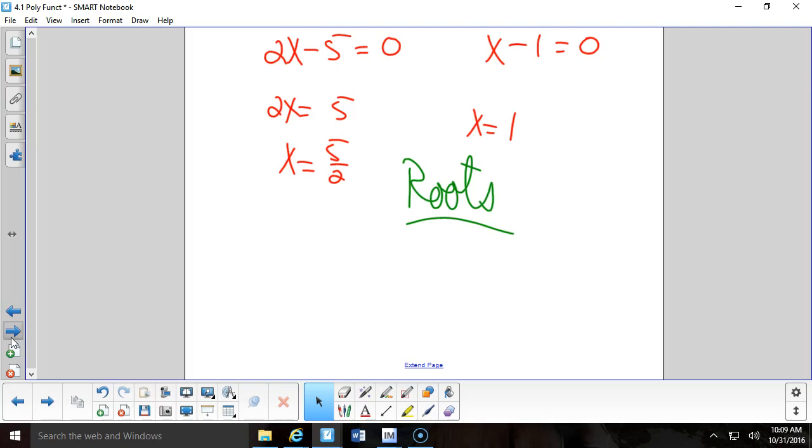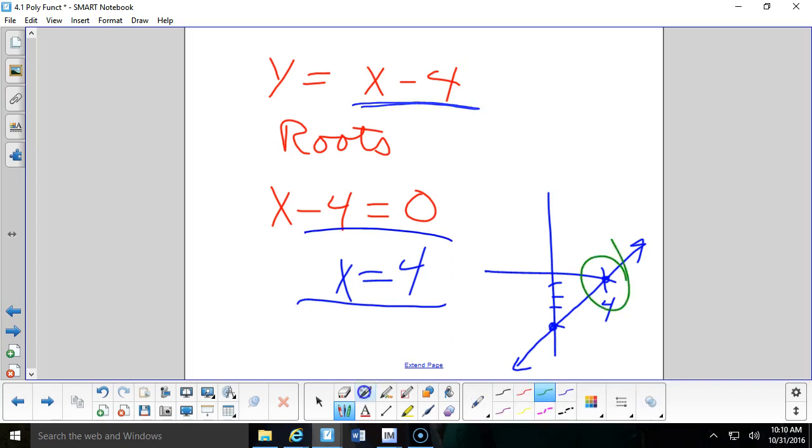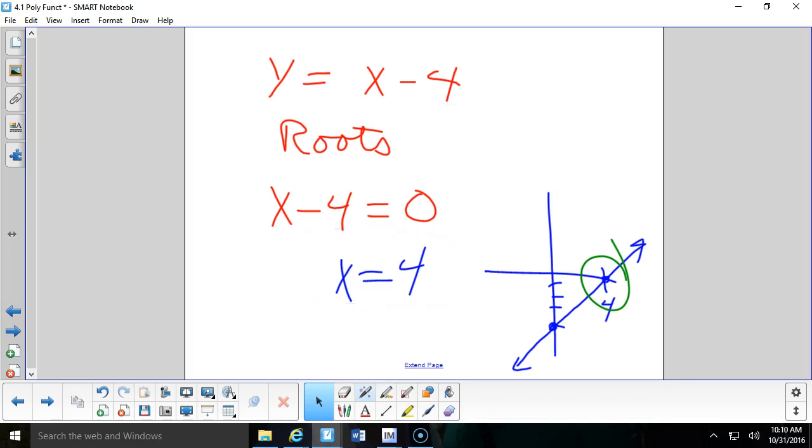So far, so good? Nobody blowing up? All right. Just kind of overkill here. Even a simple polynomial, y equals x minus 4, roots of the polynomial, what do you have to plug in to get an answer of 0? Set the polynomial equal to 0, solve. And sure enough, I cross at 4. All right? You don't need that example, probably.